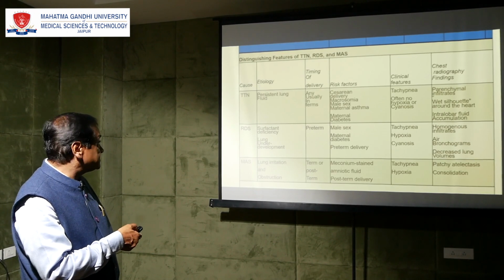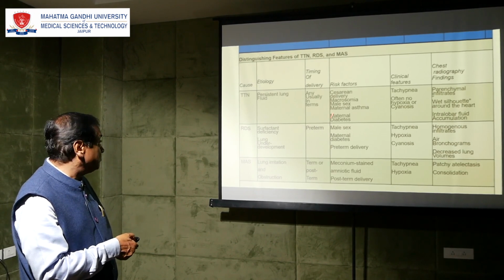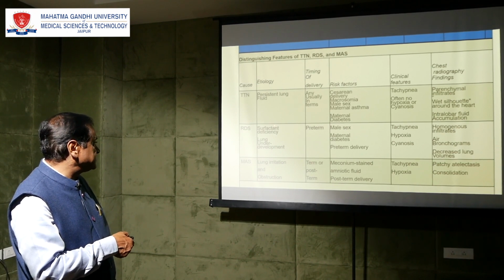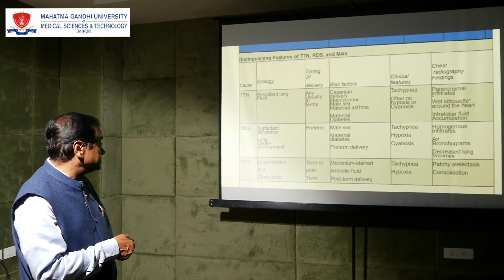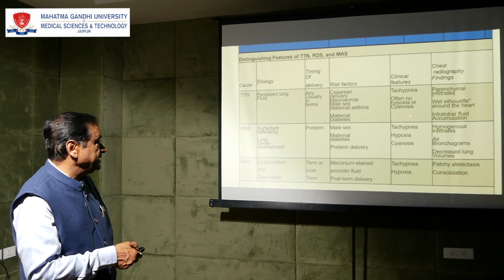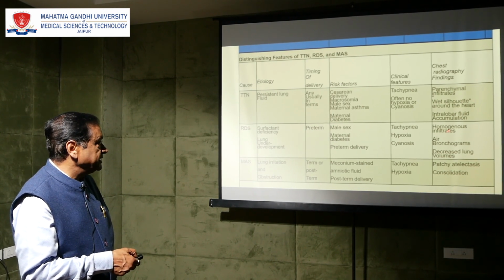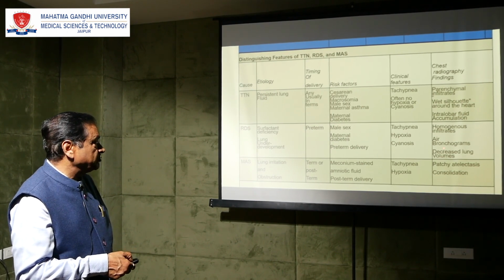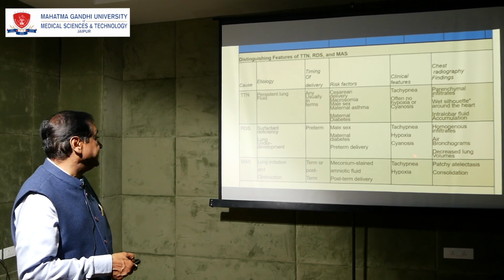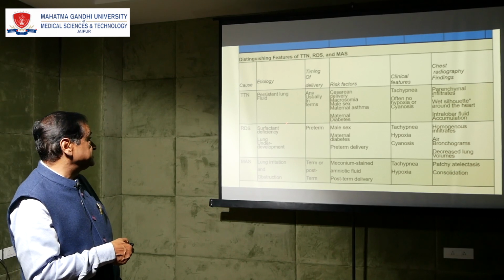So this is the slide which differentiates all these three conditions. This is RDS, respiratory distress syndrome, which occurs because of surfactant deficiency. It occurs in the preterm, as we have said, and is seen in preterm delivery. Tachypnea, hypoxia, and cyanosis are there. Homogeneous infiltrate, air bronchogram, and decreased lung volume are the radiological findings, and surfactant deficiency is there.